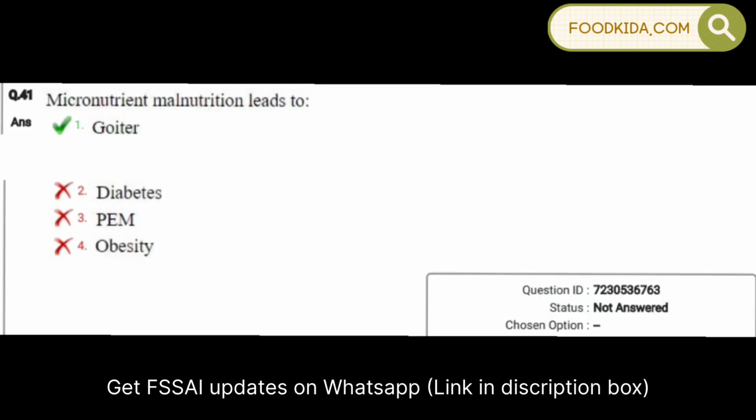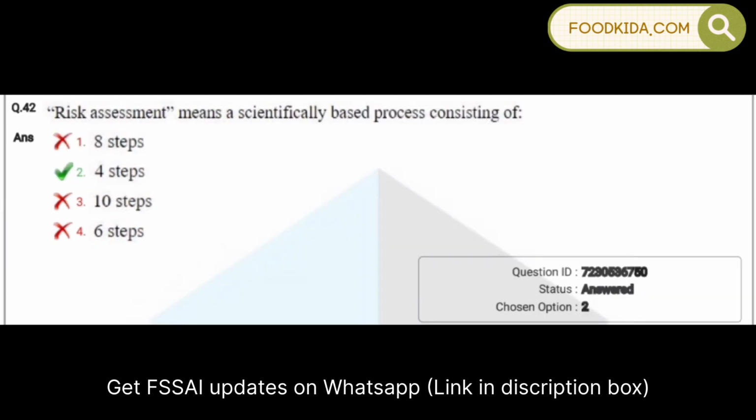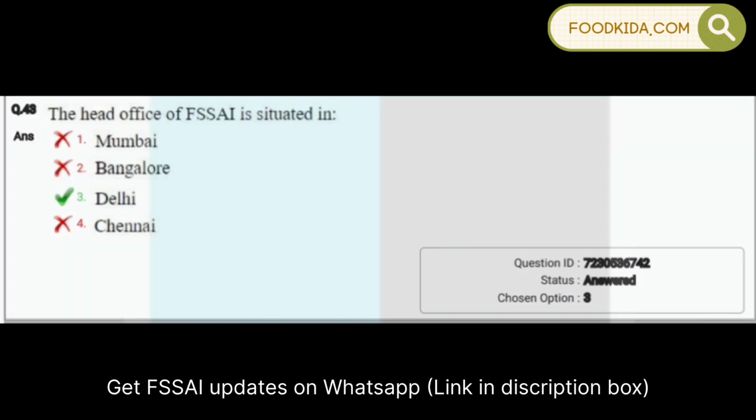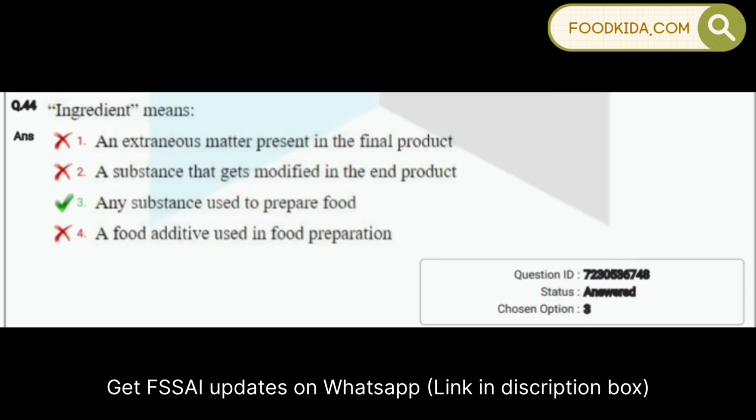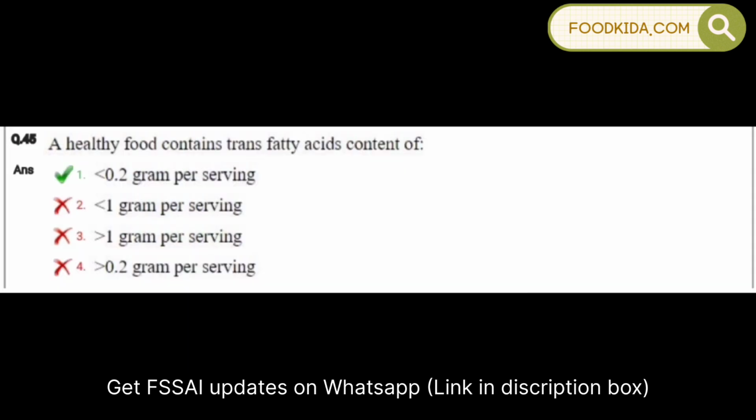Micronutrient malnutrition leads to goiter. Now, risk assessment means a scientifically based process consisting of 4 steps. The head office of FSSAI is situated in Delhi. Next question is ingredient means any substance used to prepare food. Next is a healthy food contains trans fatty acid content of less than 0.2 gram per serving. So trans fatty acid content should be less than 0.2 gram.